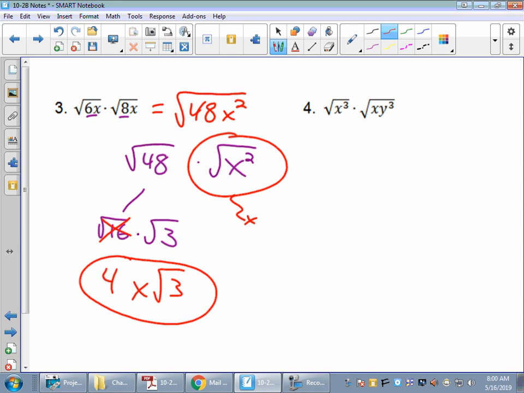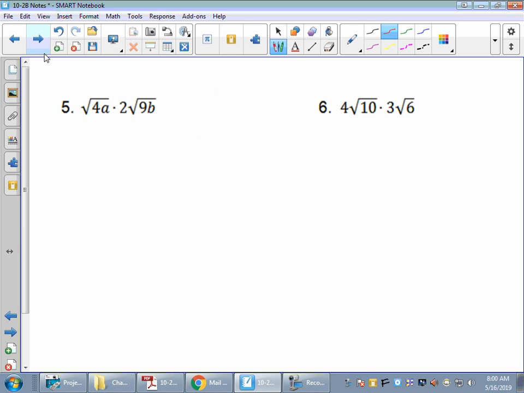Okay. Let's skip 4 and let's do number 5, another one with radicals in there. And one thing to point out here is that we've got a number outside, a coefficient, a 2, and we've got our radicands inside. So we can multiply those, but we want to keep them separate.